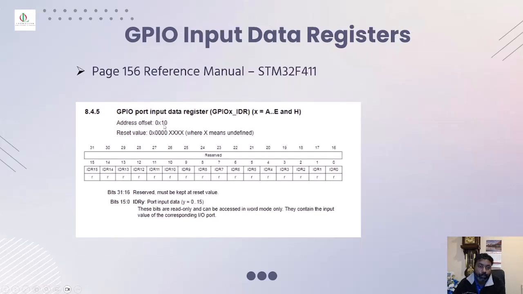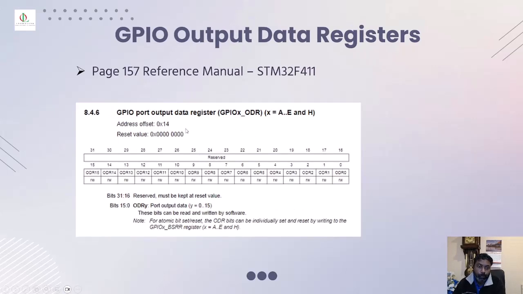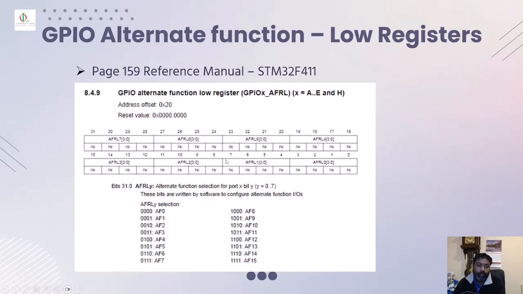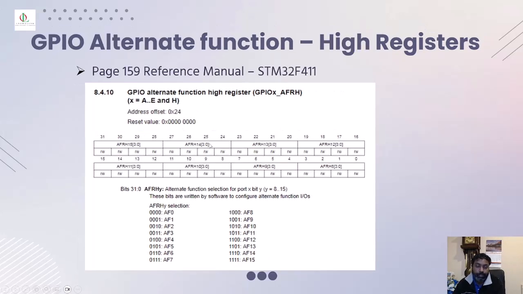Input data register, its offset value is 0x10, where you get to read from that IO port. And the output data register, the offset value is 0x14. You get to write to that pin so your data can be seen. So for the alternate functions, the first 7 bits are considered as the low, and its offset is 0x20, and bits 8 to 15 are considered as the high state alternate function, 0x24.